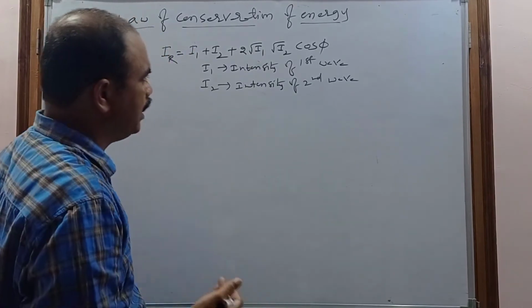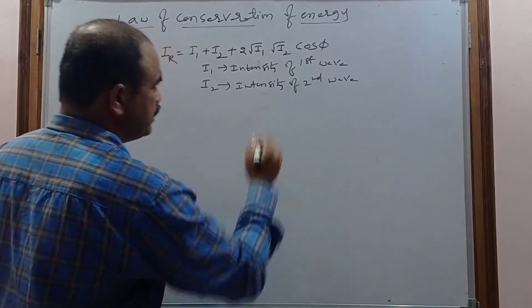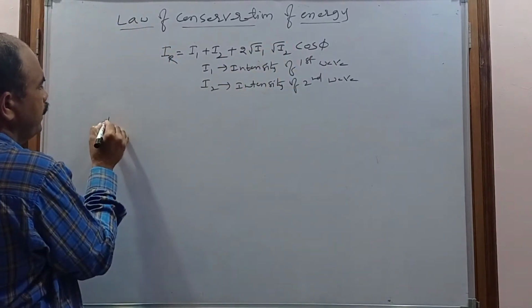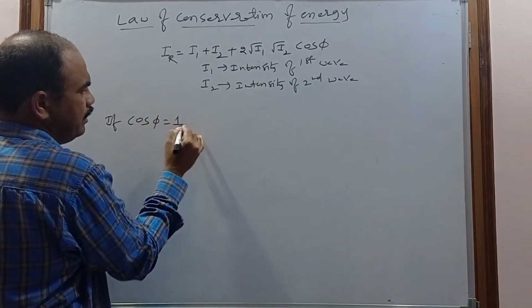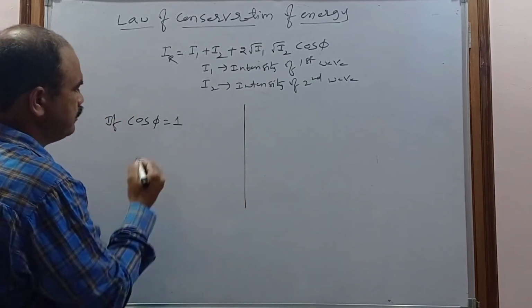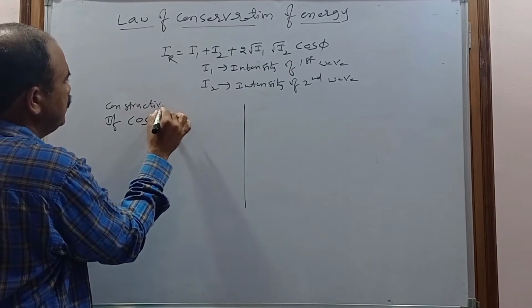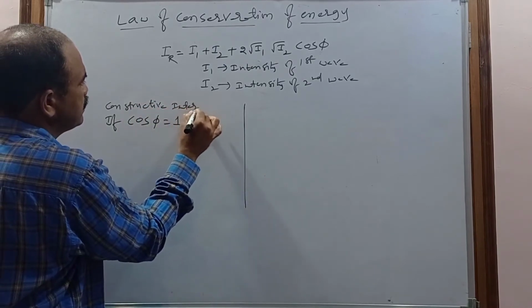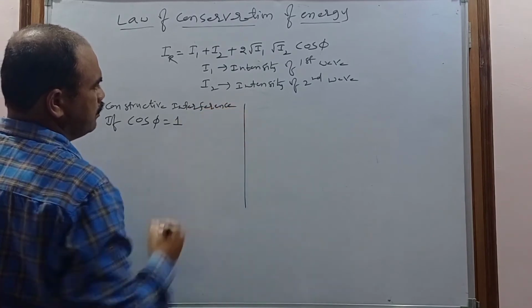But that depends upon which value? The phi value. Phi here is nothing but the phase. So if cos phi equal to 1, then constructive interference will take place. Constructive interference will take place.